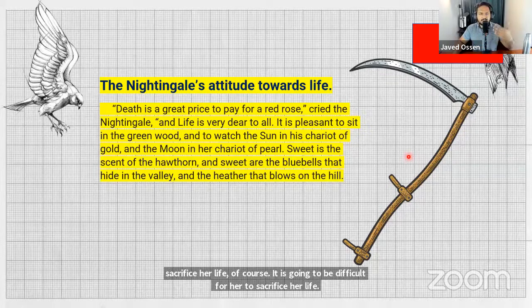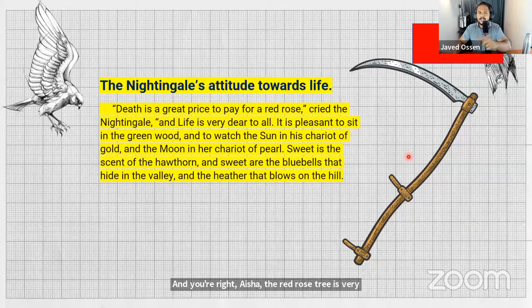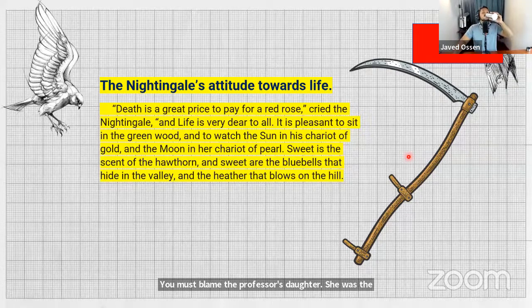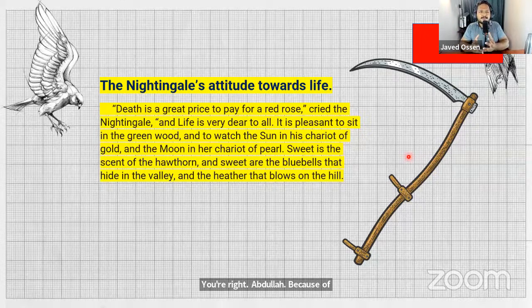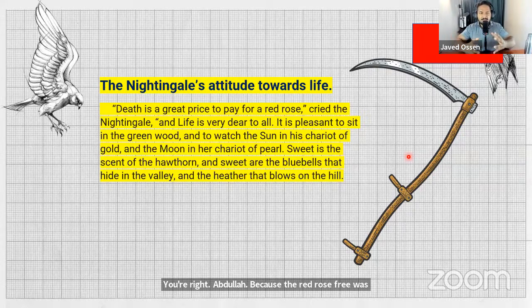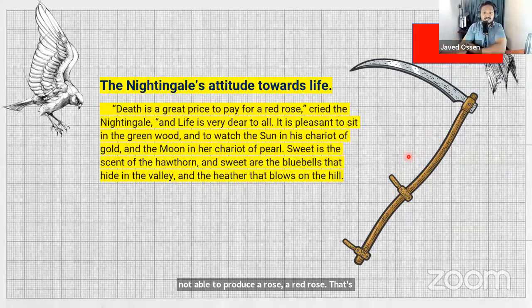The red rose tree is very selfish, but you can't blame the red rose tree, right? You must blame the professor's daughter. She was the real selfish person. You're right, Abdullah, because the red rose tree was not able to produce a red rose. That's why the red rose tree wanted the nightingale's blood to make the rose red. Hope you understand that, okay?